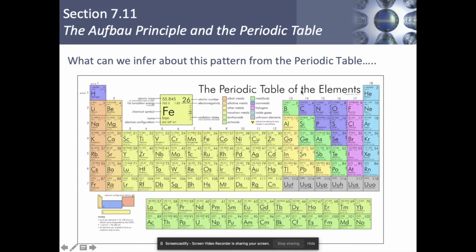Guess how many rows we have on the periodic table. 1, 2, 3, 4, 5, 6, 7. That is not a coincidence. This is what we would call, generally speaking, the 1s level. This is, generally speaking, the 2s level, okay? 3s, 4s, 5s, etc., okay?